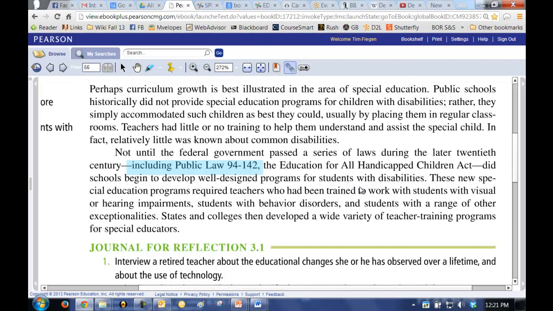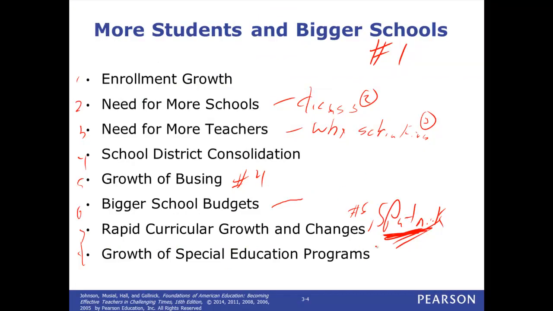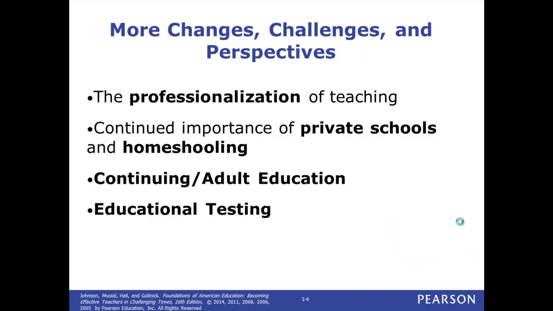This will be a little sidebar that I like to put in here. Tell me in your notes here, and we're going to make this number 6: what do 94 and 142 stand for? The number 94 and 142. A little history lesson, a little government lesson there for you. All right.